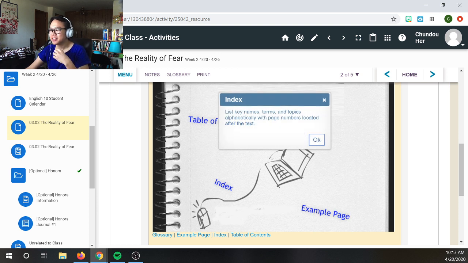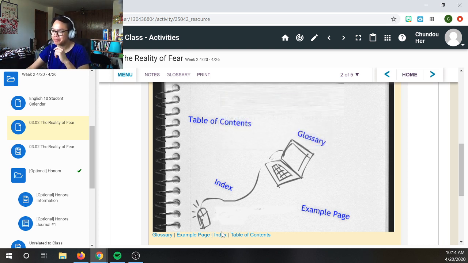Index. List key names, terms, topics alphabetically with the page numbers located after the text. So some of you may have also used an index in the past. Take, for example, if you're in a history class and you know that you have a test coming up on World War II. You just want to find everything in that textbook about World War II, but it might be in several different parts of the book. So if you go to the index of the book and look up the term World War II, it'll tell you every single page that World War II shows up on, so you know exactly what page to turn to.